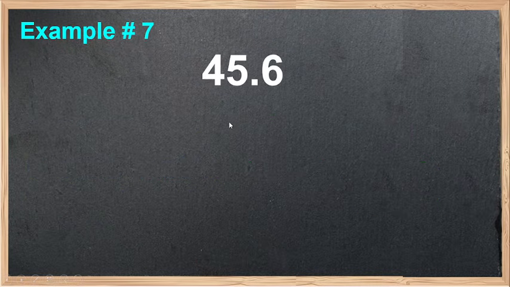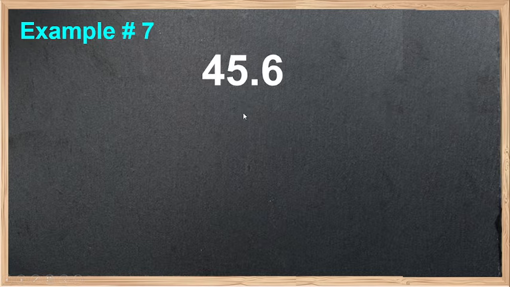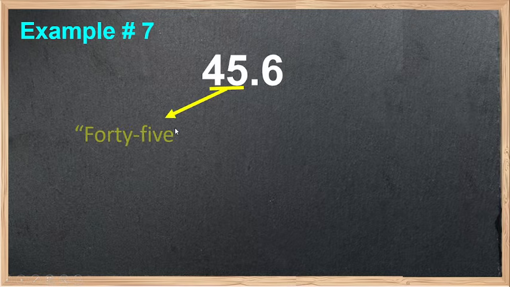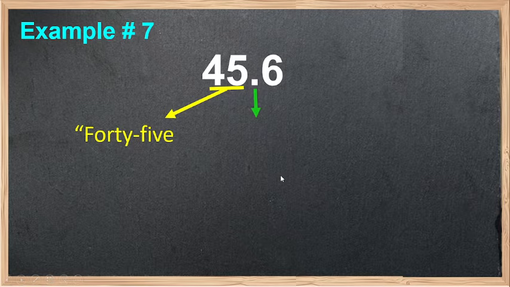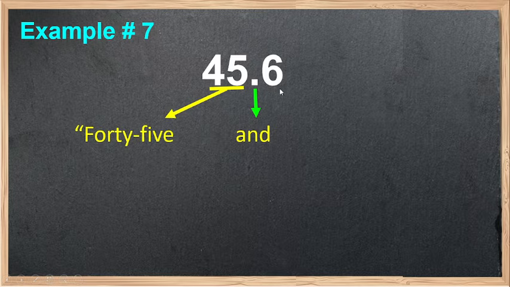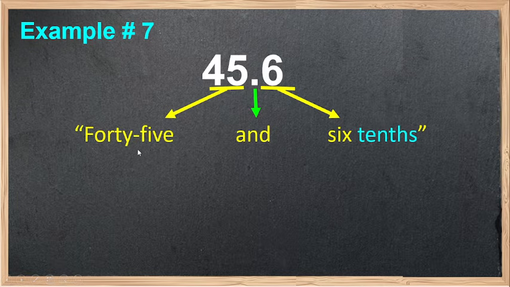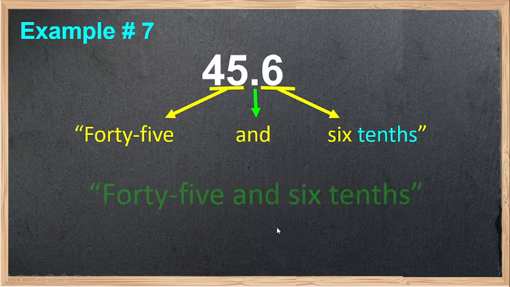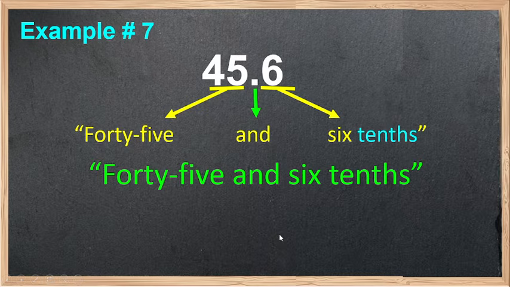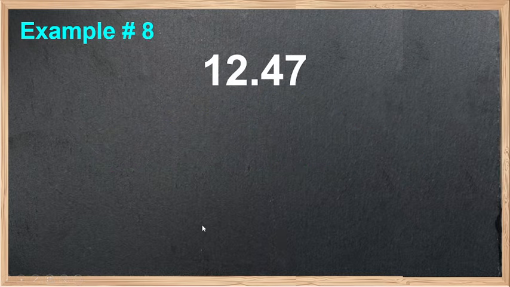Now, for example, we have 45.6. How do I read this one? Again, read the whole number first. We have 45. And then, take note, the decimal point is read as "and." And we have the decimal digit 6. And then the highest place value is tenths. So, combine: 45 and 6 tenths. Okay? Simple as that.